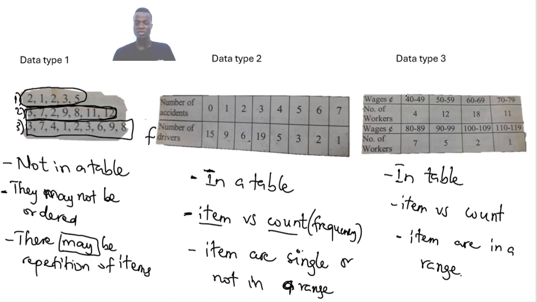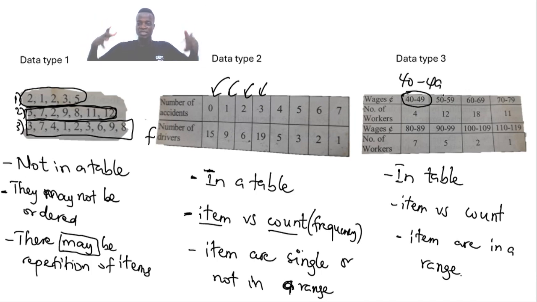In a range, for example, if you look at these wages, you see 40 to 49. It's not a whole number like we have for the items over here, which have 0, 1, 2, 3, 4. They are not like that, but are in the form of a range, 40 to 49. So 40 to 49 is a range of numbers. Then for example, 60 to 69 is another range of numbers. So data type 3 usually comes in this form. The items are not just one single number, but a range of numbers. That's how to identify data type 3.